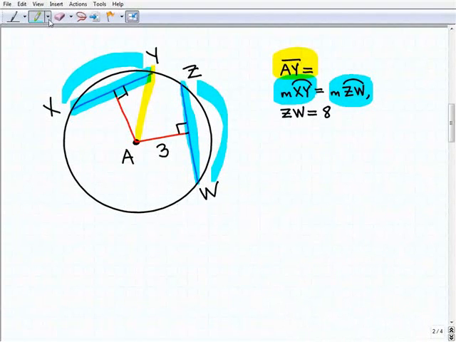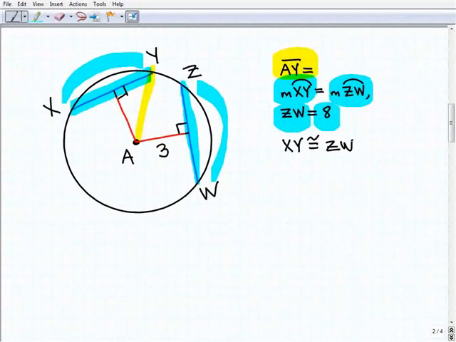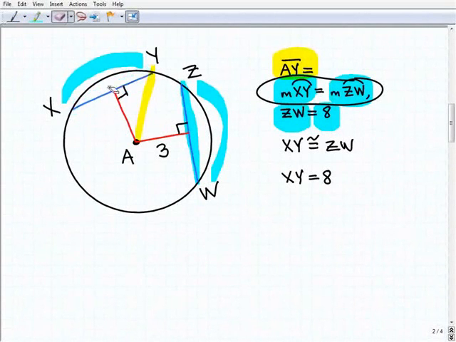That's going to be very helpful because we know that ZW, this chord here, is 8 units long. Therefore we know that XY, because XY is congruent to ZW, these two congruent chords because their arcs are congruent, is also going to be equal to 8 units. That's going to be very helpful. Let me erase this now. So this is going to be 8 units long right here.